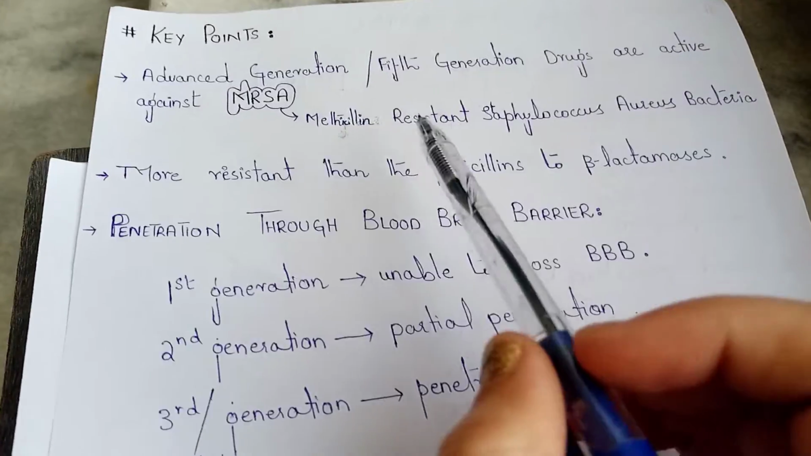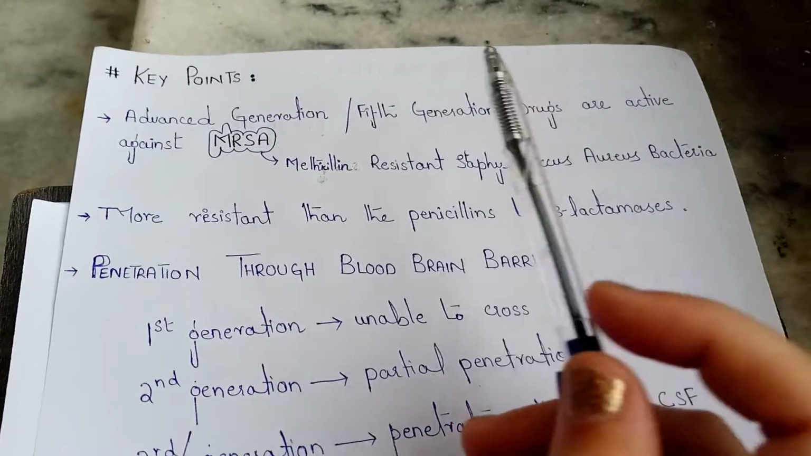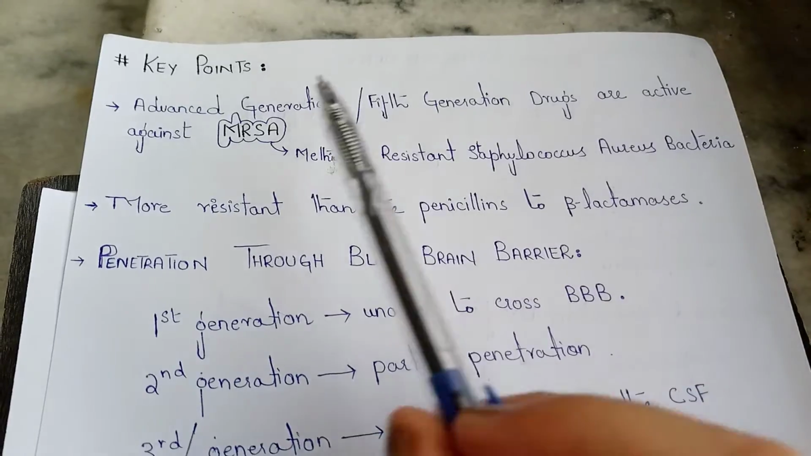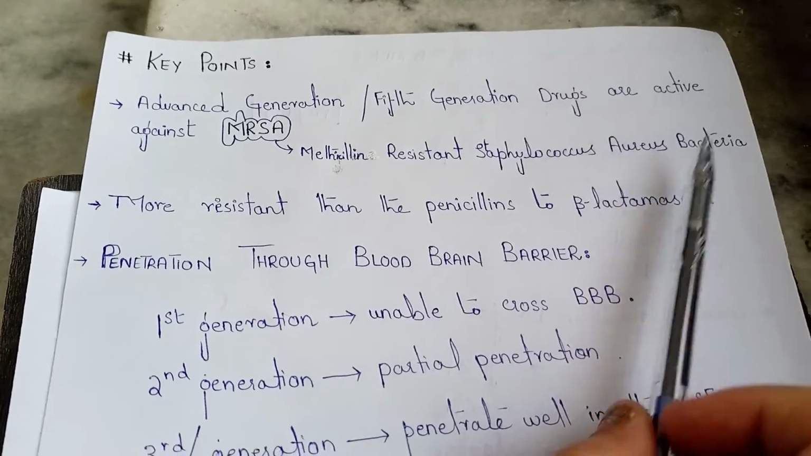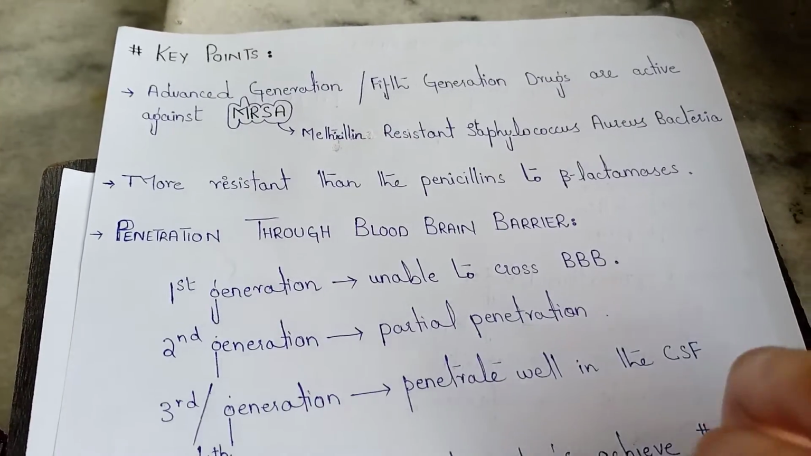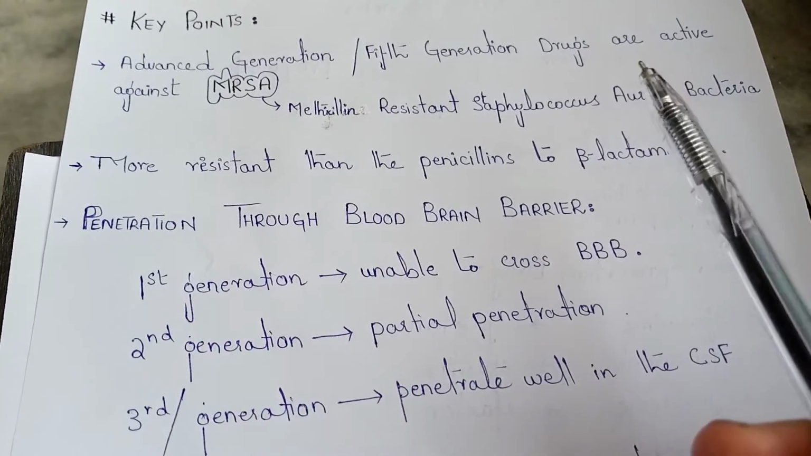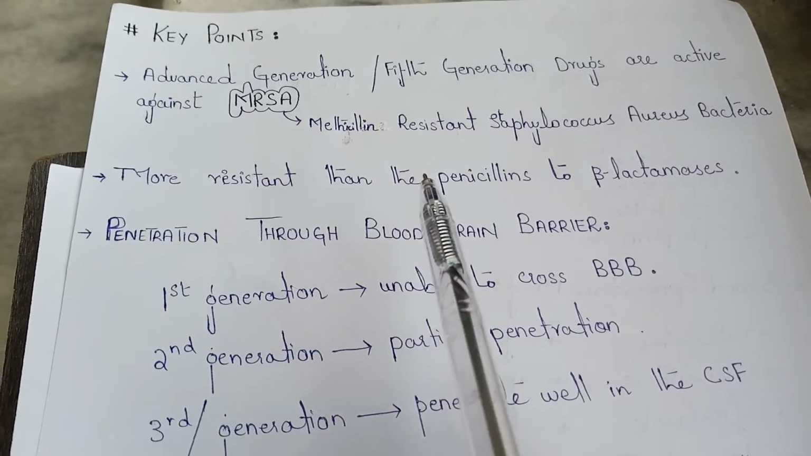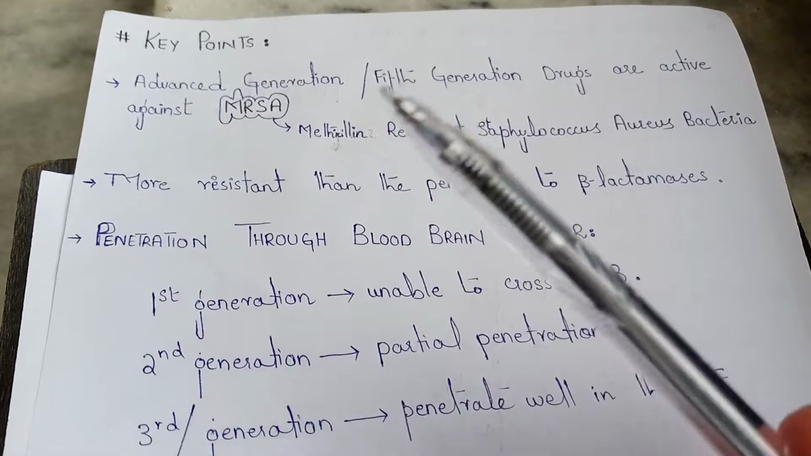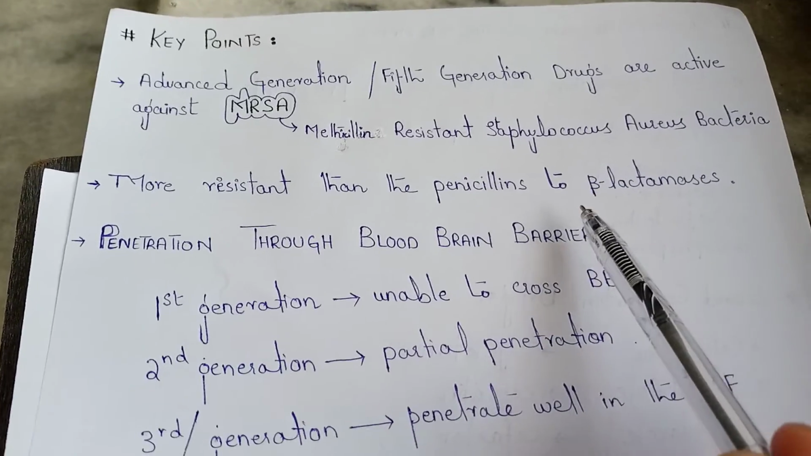Now I'm going to discuss some key points regarding MCQs. For that you just have to remember that the advanced generation, or you may call it the fifth generation drugs, are active against MRSA, and MRSA is methicillin resistant staphylococcus aureus bacteria. These all are important from the MCQ's point of view. Now cephalosporins are more resistant than the penicillin to beta-lactamase, as beta-lactamase degrades the antibiotic. So the cephalosporin shows more resistance to beta-lactamases. These beta-lactamases are the enzymes produced by the bacteria.